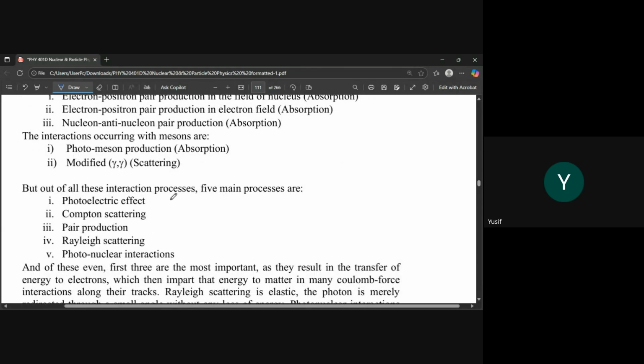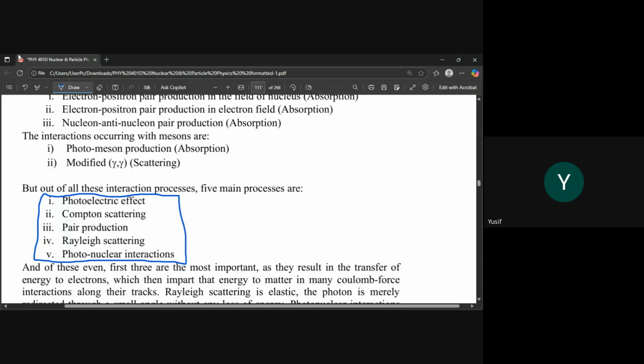Okay. But out of all these processes, the main ones that we always talk about, the main five, is just this one. The main ones that we really consider as far as photon interactions are concerned are just these five. And that's why when you were dealing with modern atomic physics, these were only the four that we spoke about.